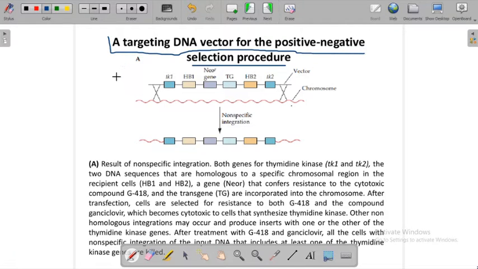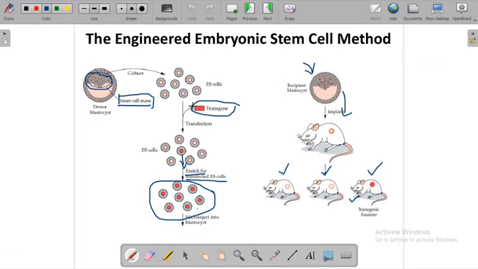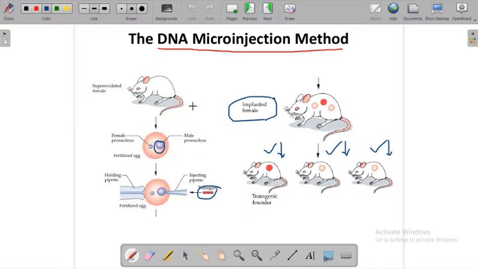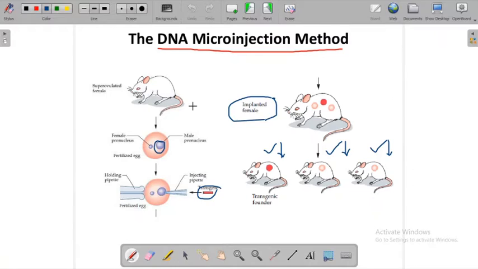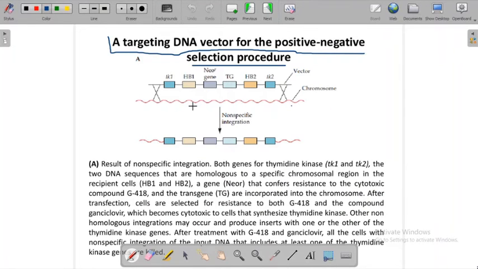So guys, we have seen different methodologies of integrating DNA, like the embryonic stem cell method, then the DNA microinjection method, then the retroviral vectors method. Now we are going to see the targeting DNA vector, and how to confirm whether our targeted gene is integrated or not.